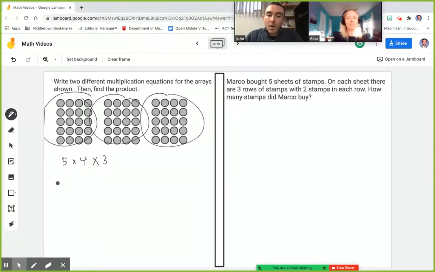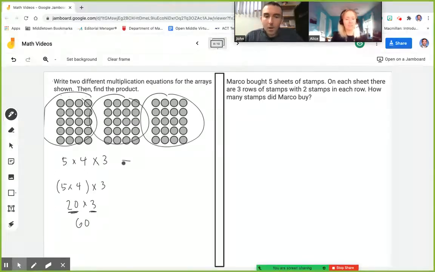So based on associative property, I really have 2 ways to do this. I can do 5 times 4 times 3, where I do 5 times 4 first. We know that that is equal to 20. And then 20 times 3 is equal to 60. So by doing it this way, what I'm doing is I'm finding the number of dots in a single array, and I'm multiplying it by 3 because there's 3 arrays total to get 60.